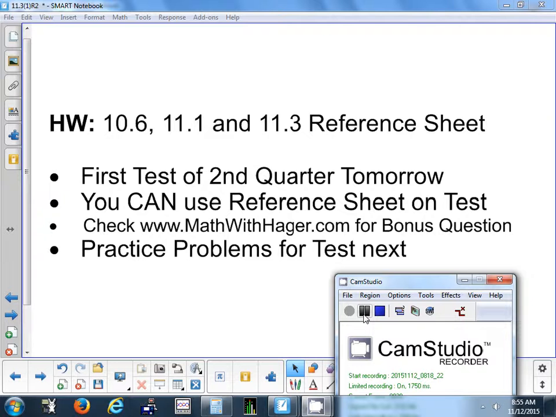If you answer it and get it correct, 5 bonus points, as always. And then we get some practice problems that are going to be similar to what's on the test next. We'll do them together.